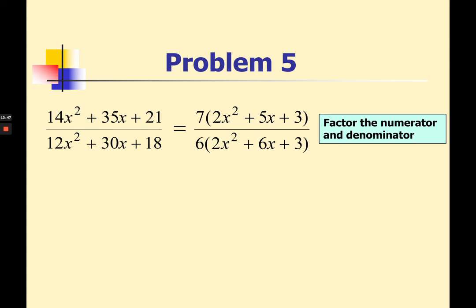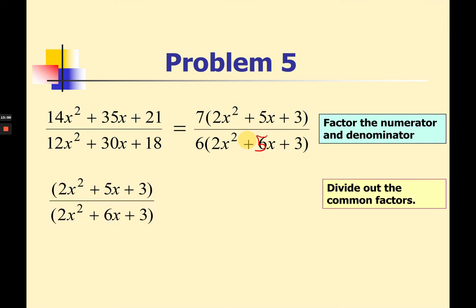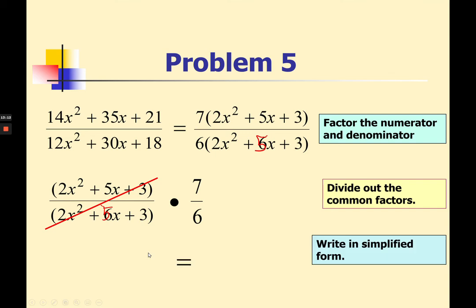Okay, this is supposed to be 5. Let me fix it. Next, and now you can divide out common factors. Again, it's 5. And it's very clear. We can now cancel your trinomial common factors, and actually the answer is just 7 over 6.